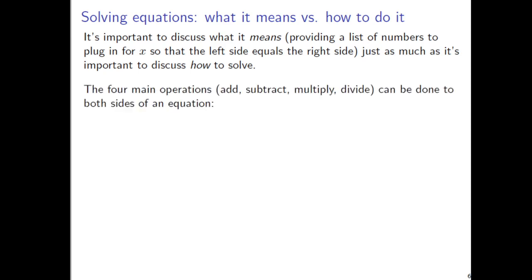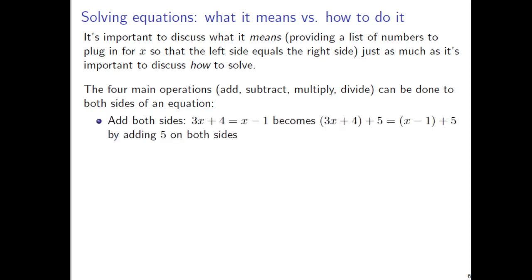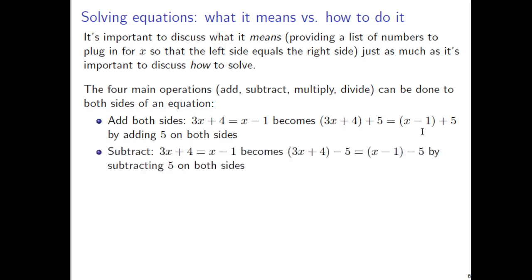There are four main operations: add, subtract, multiply, divide. These are the things that you would do to both sides of an equation. So, for instance, you might take 3x plus 4 equals x minus 1 and add 5 to both sides. And you'll see that I wrap the original left side, 3x plus 4, and the original right side, x minus 1, in parentheses.